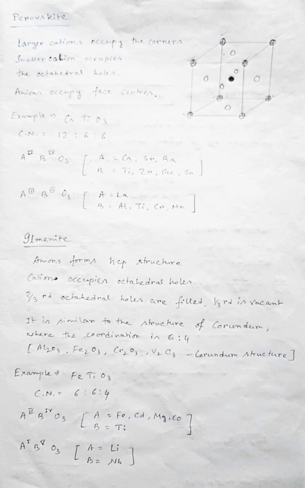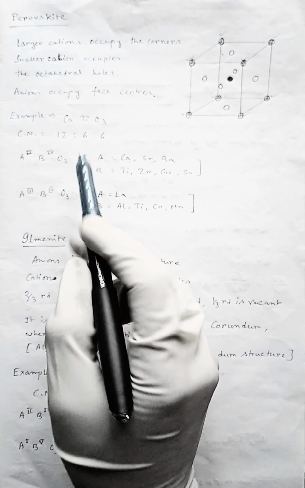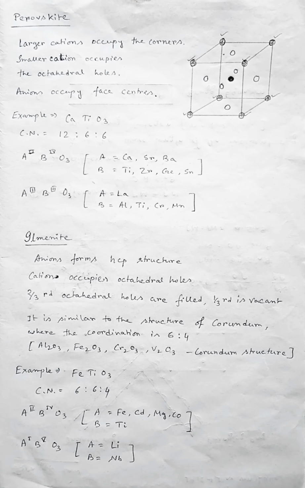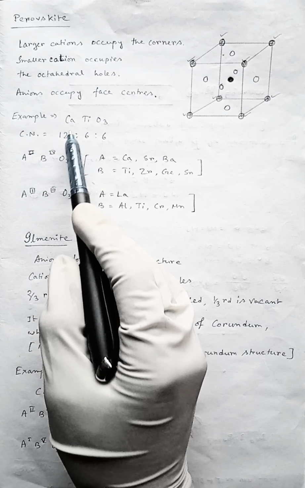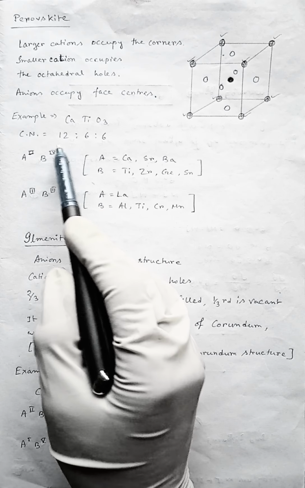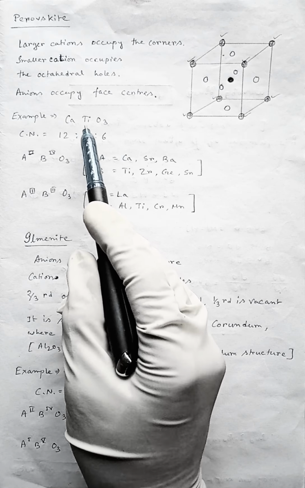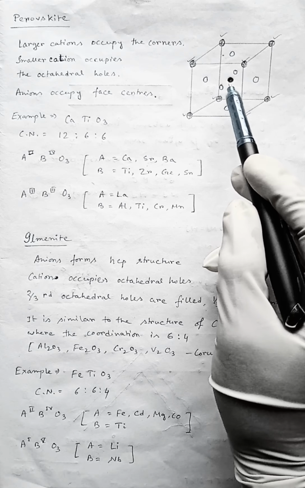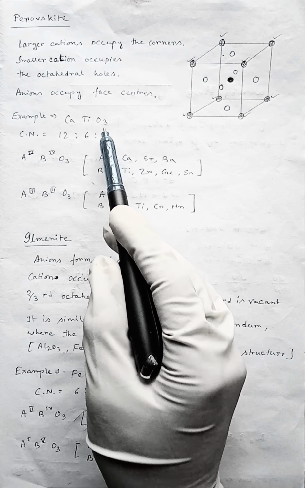Now look at the example. Perovskite type of structure, CaTiO3. Now the coordination number of this larger cation is 12, which occupies the corners, and the smaller cation is 6, which are in octahedral holes, and the coordination number of the anions is 6.